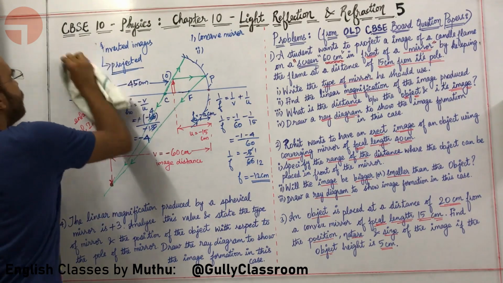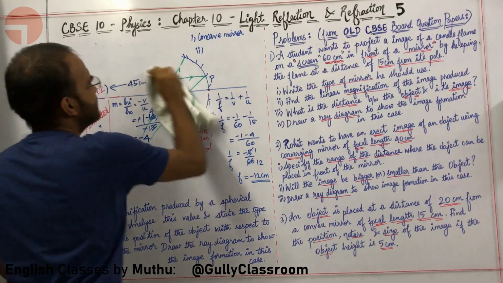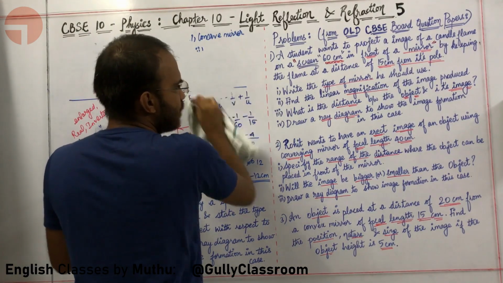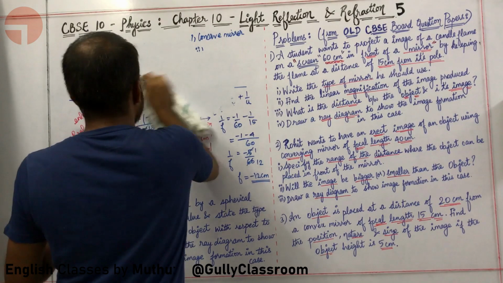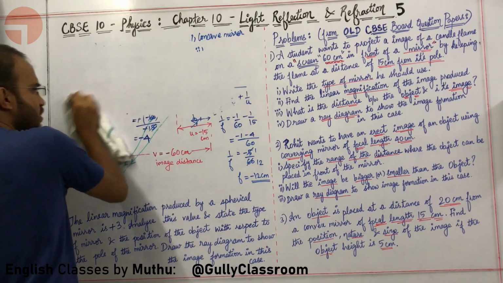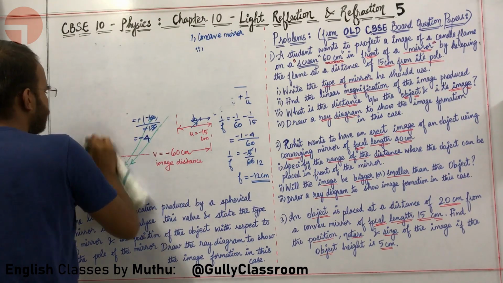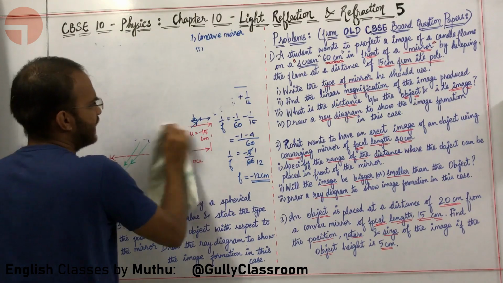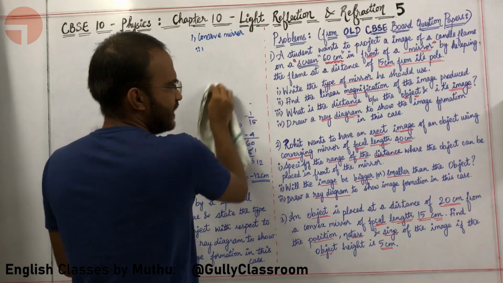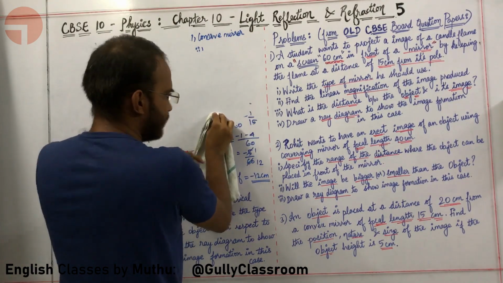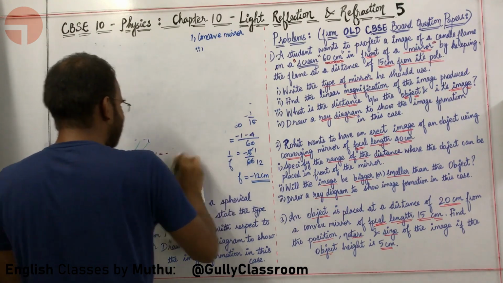I am going to go for the second problem. Let me read the second problem. Rohit wants to have an erect image of an object. If you want to have an erect image, automatically it is a virtual image. Rohit wants to have an erect image of an object using a converging mirror.